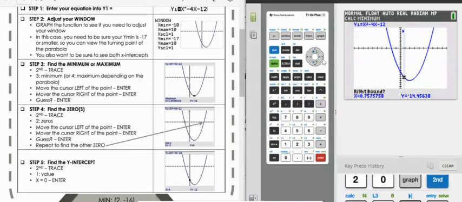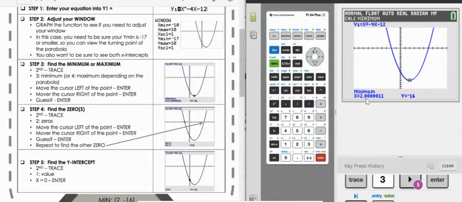Now it says right bound. Move your cursor to the right side of your vertex. Once you are there, hit enter. And now it says guess. You don't need to move anymore. You can simply hit enter one more time. It's going to jump to this lowest point, and it says the word minimum, so you know that it has calculated it. The minimum of this parabola is found at 2, -16. That is also my vertex.